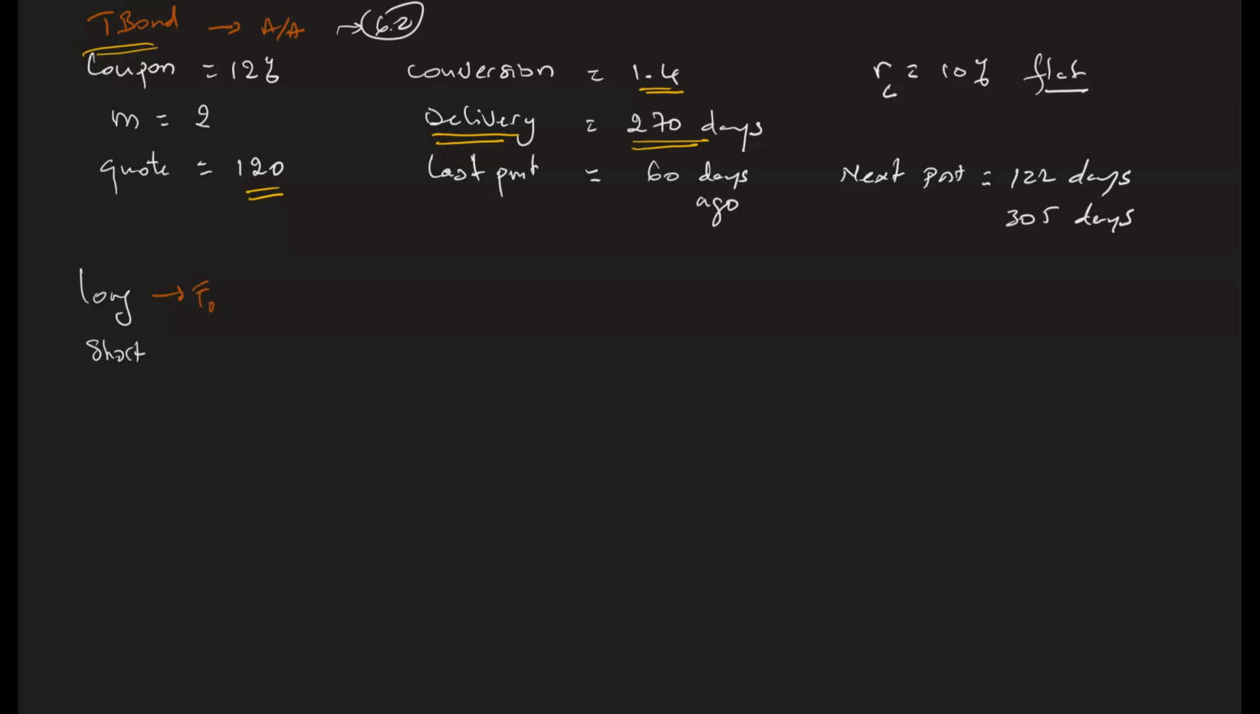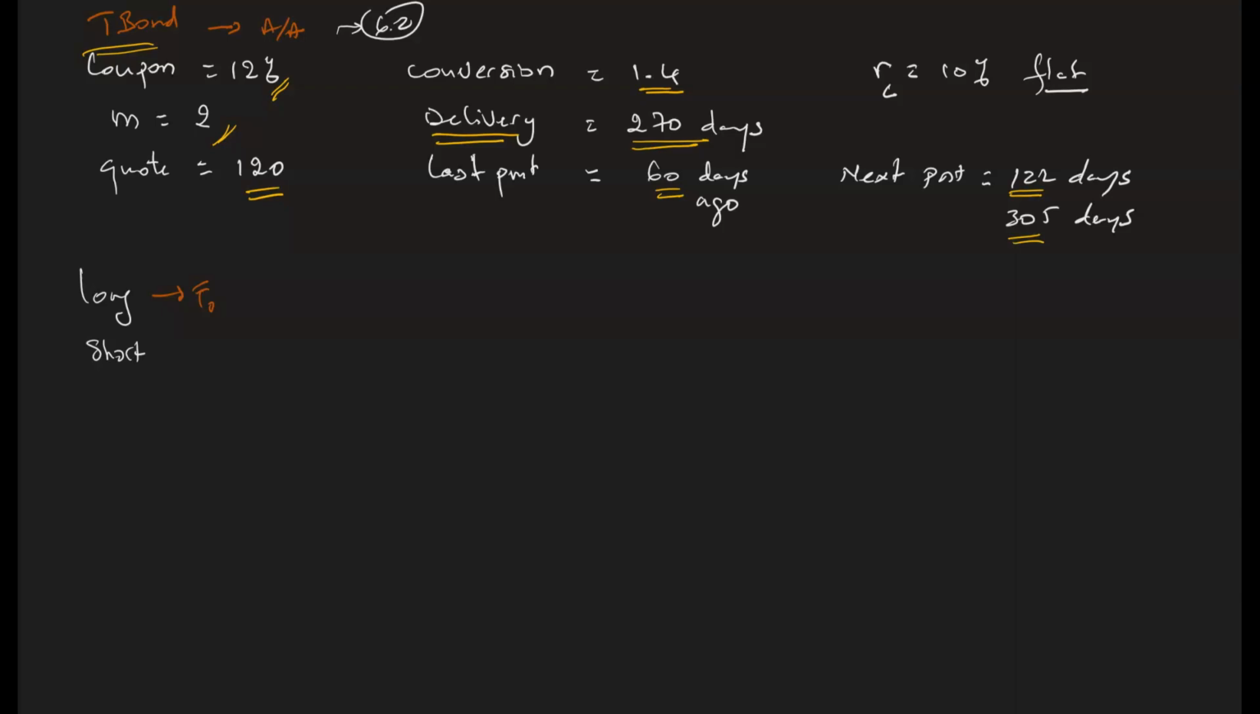Now the bond itself that we're looking at is a Treasury bond with a 12% coupon, semi-annual compounding. The most recent interest payment was 60 days ago. The next interest payments are going to happen in 122 days and in 305 days.